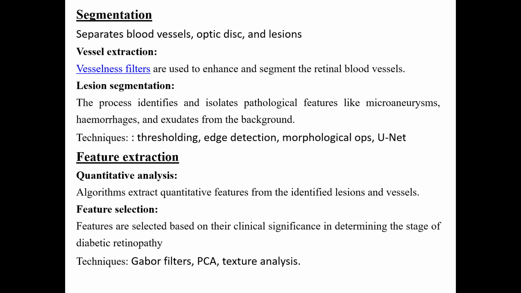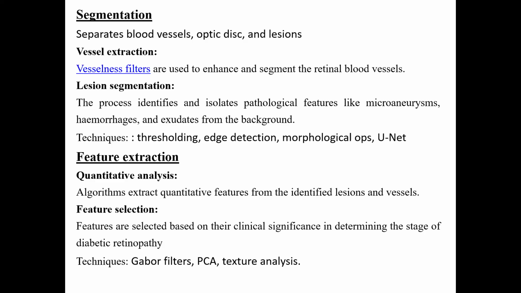Then we have lesion segmentation. This process identifies and isolates the pathological features like microaneurysms, hemorrhages, and exudates from the background. The various techniques used for this are thresholding, edge detection, morphological operations, and U-Net.